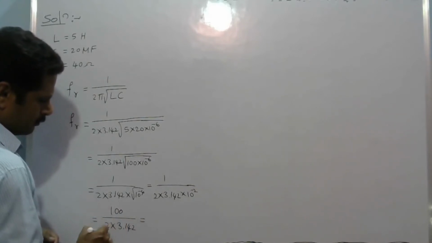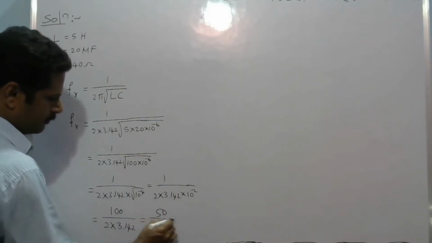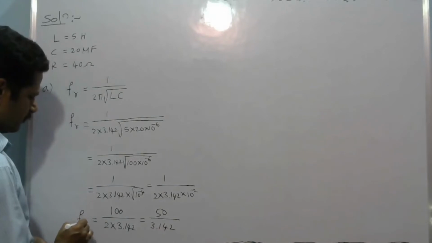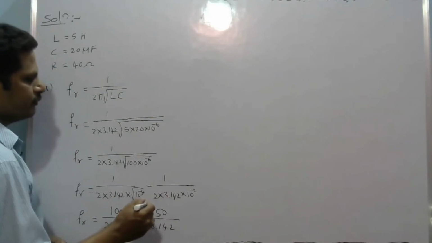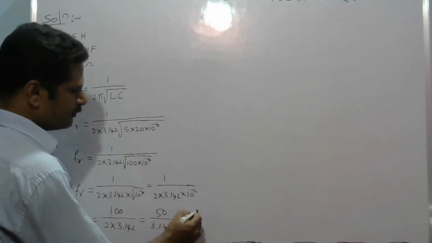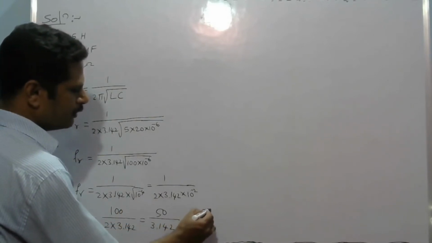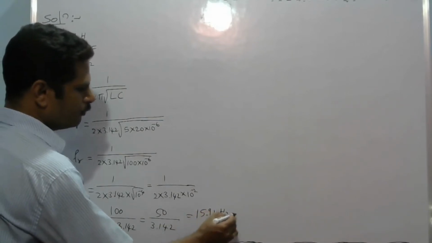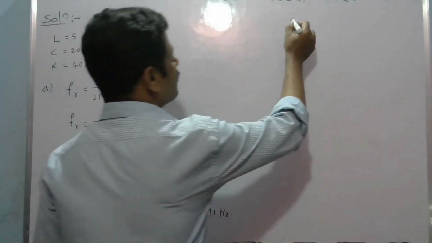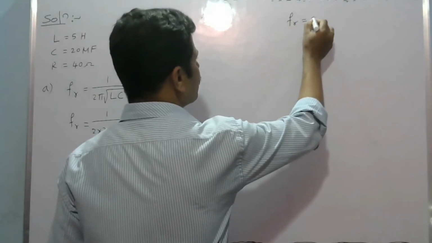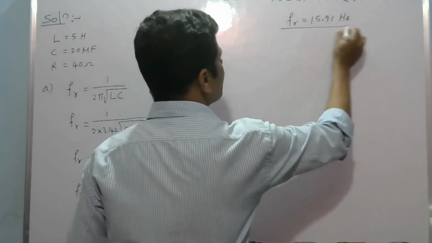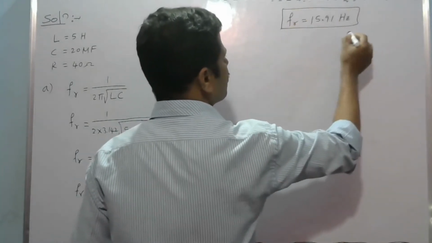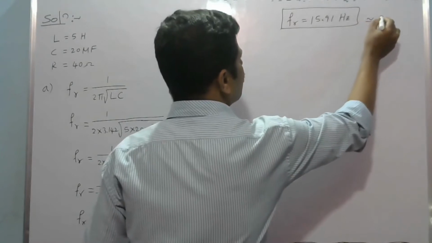This equals 50 divided by 3.142. So 50 divided by 3.142 is the resonant frequency, which gives us 15.91 hertz. So we got the resonant frequency equal to 15.91 hertz, which is nearly equal to 16 hertz.